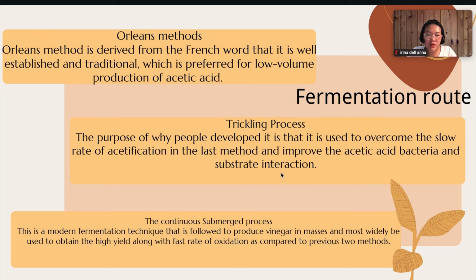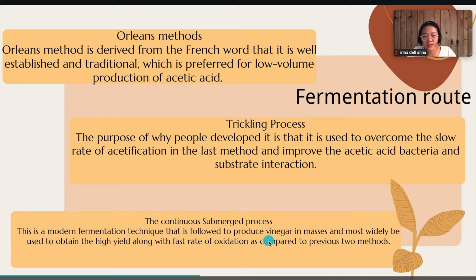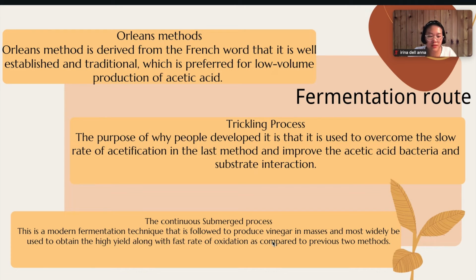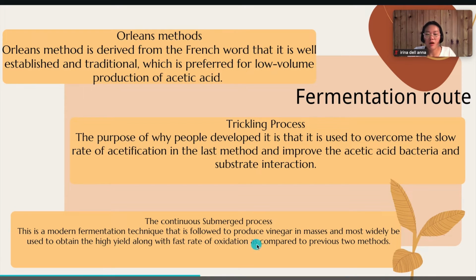substrate interaction. For this method, the continuous submerged process is a modern fermentation technique that allows producing vinegar in mass, and it is used to obtain the highest yield along with a fast rate of oxidation as compared to the previous two methods. It is 3 times faster than the Orleans method, with higher efficiency for production of acetic acid.